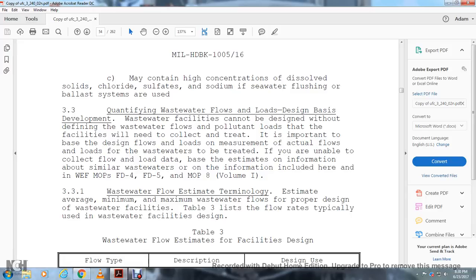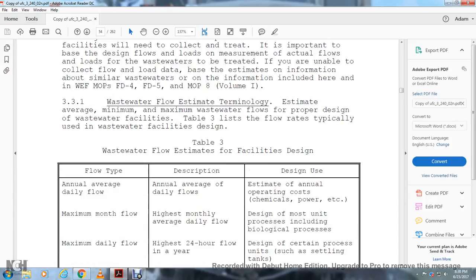Wastewater flow estimate type terminology. Estimated average, minimum, and maximum wastewater flows for proper design. Wastewater facility Table 3 lists the flow rates typically used in wastewater facility design. Annual average daily flow: used to estimate the annual operating cost, chemicals and power, etc. Maximum monthly flow: highest monthly average daily flow. Used for design of the multi-unit process, including biological process.